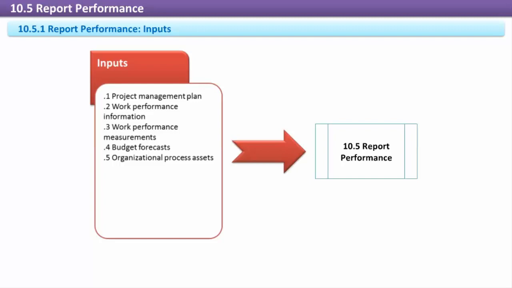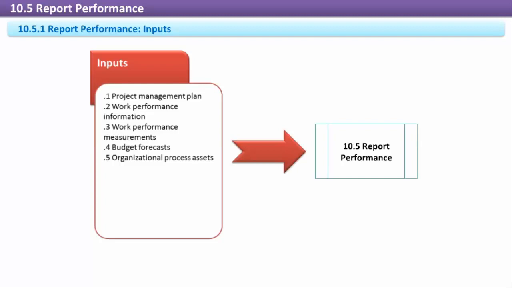Work performance measurements. These are performance measurements that are communicated to stakeholders, and include items such as plan versus actual performance for the schedule, cost, and quality. Budget forecast. Budget and cost forecasts from the control cost process predict future financial performance.